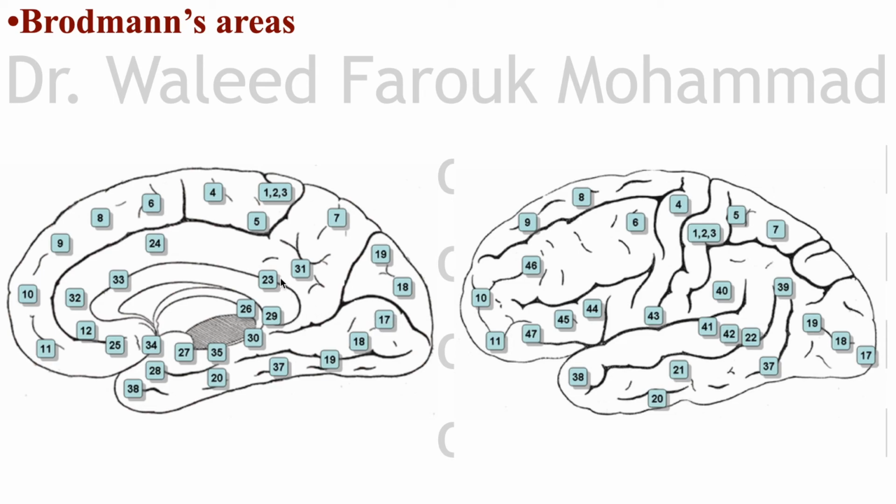Okay. Other areas that belong to the limbic system and the memory and behavior are as what you see here. And this is just to show you what Brodmann's area means. Brodmann's areas mean it's simply the numbering of the slides on which he studied the tissue samples from the brain cortex.